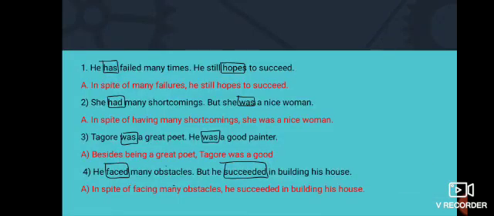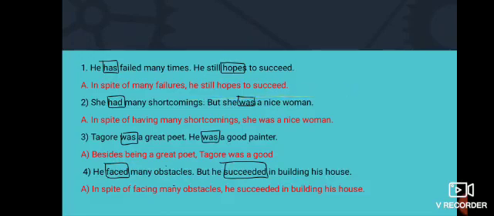Next, he has failed many times, he still hopes to succeed. The finite verbs are has and hopes, 2 finite verbs. It again shows contrast, so you can use in spite of. So it is in spite of many failures, he still hopes to succeed. Or, as I have taught you, because it is has, you will change it to having, and hopes you keep the same. So it becomes, in spite of having failed many times, comma, he still hopes to succeed.